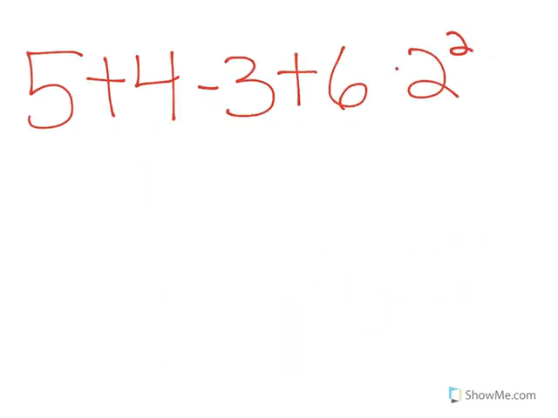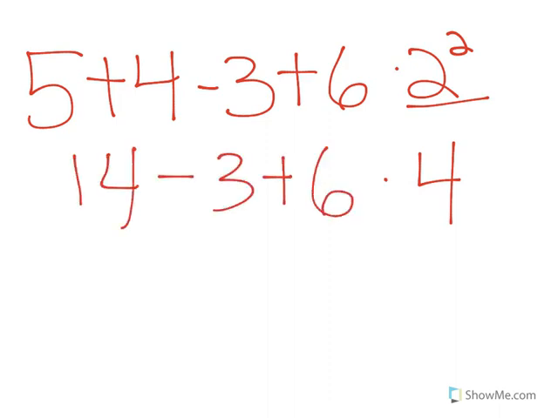Okay, the next example, parentheses. There aren't any, so then we go to exponents. 2 to the second power gives me 4, and then I'm going to copy down everything that is left. Then I'm going to look for multiplication or division, and it looks like I have 6 times 4, that gives me 24.